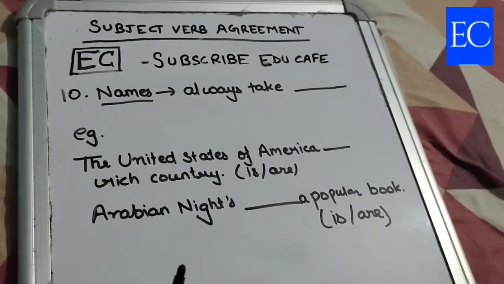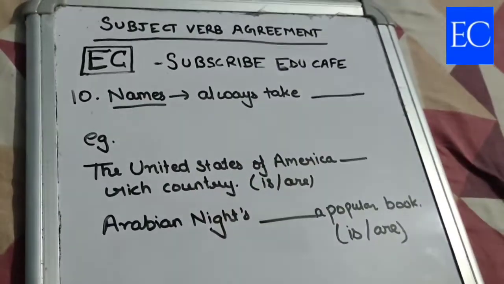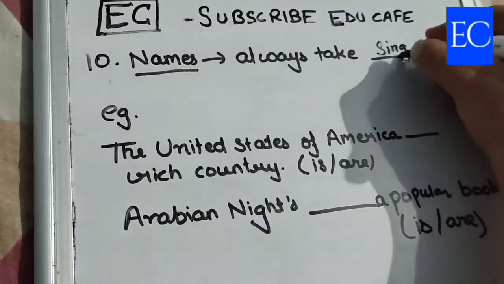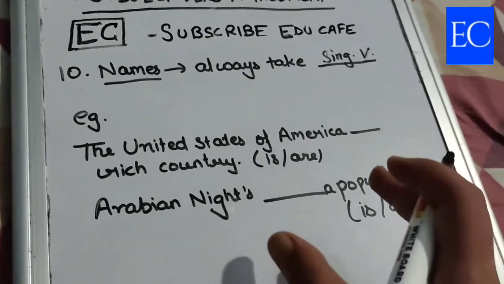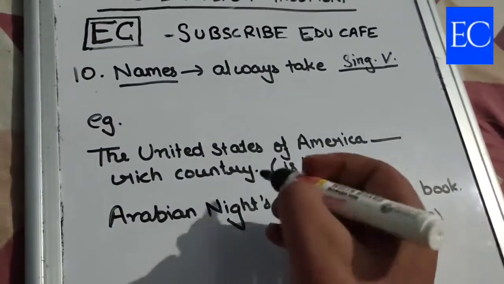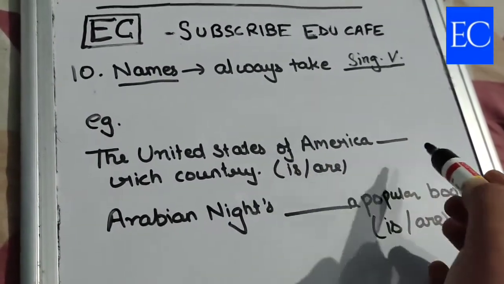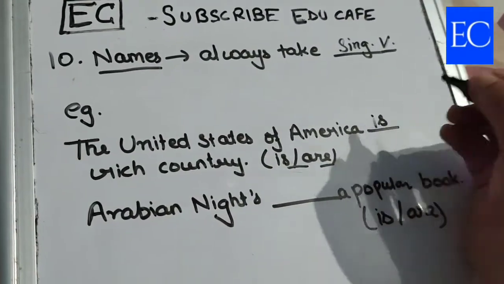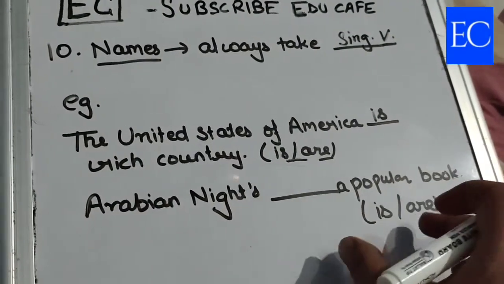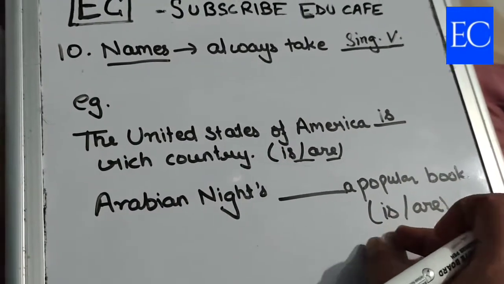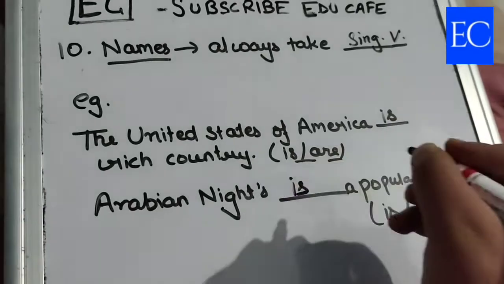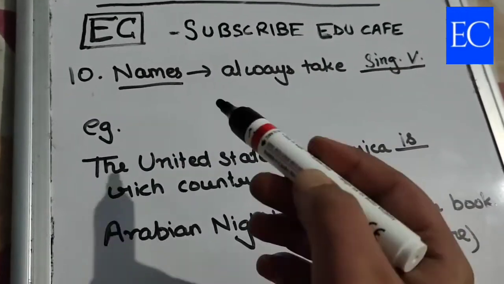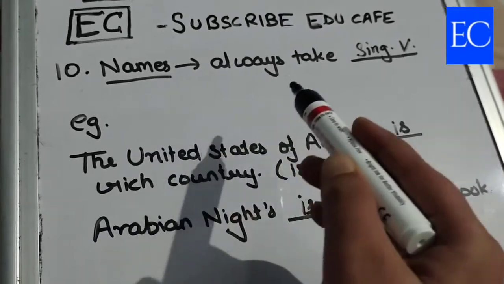Rule 10 of subject verb agreement states that names, which are nouns, names of anything, always take a singular verb. Always is the universal case with names. "The United States of America dash rich country", the options are "is" or "are". According to rule 10, it is "is". "Arabian Nights dash a popular book." Options are "is" and "are". From rule 10, we know that it will always take a singular verb, which is "is". So this type of question can be solved by rule 10, which means names always take a singular verb.